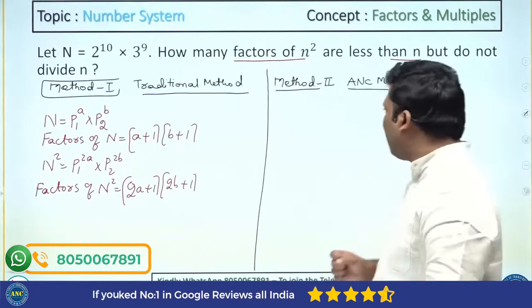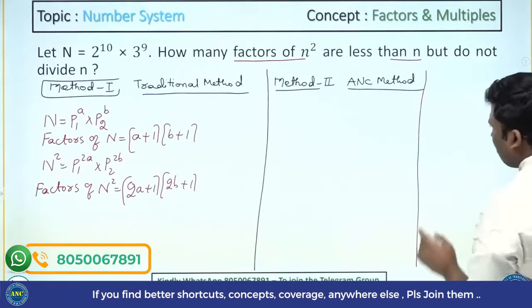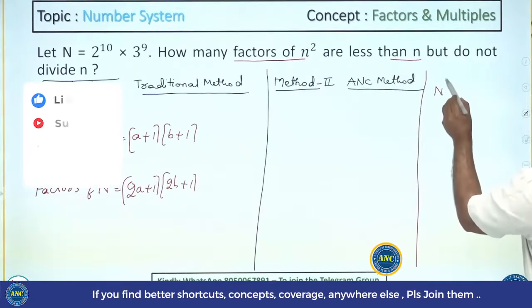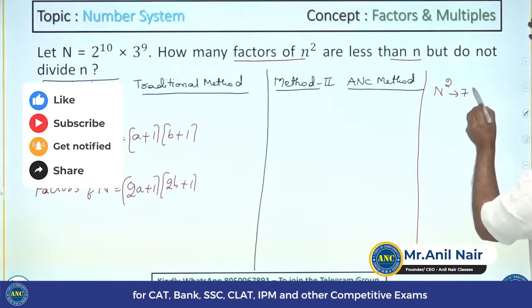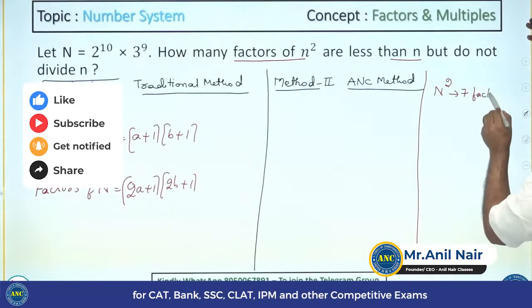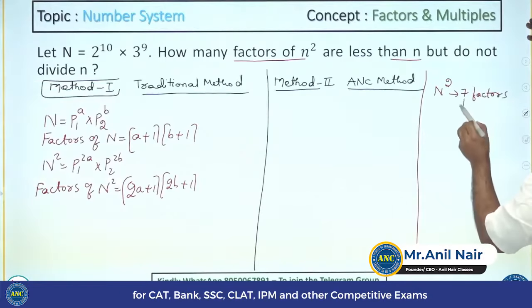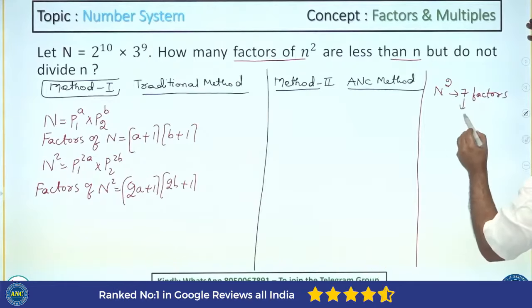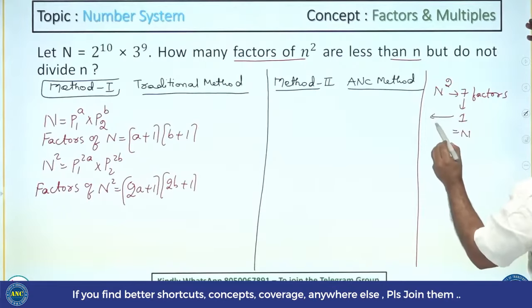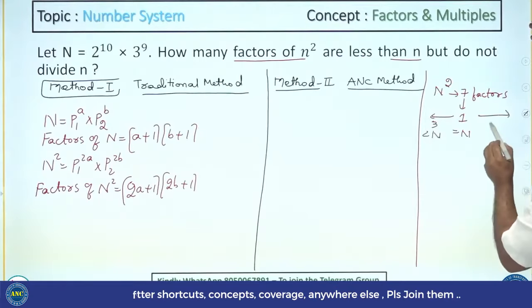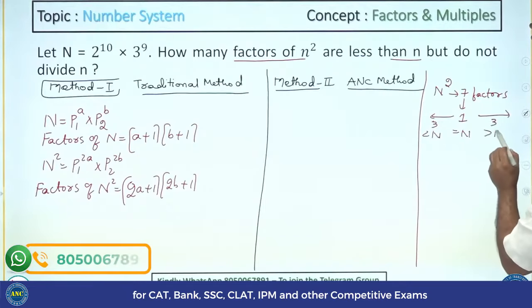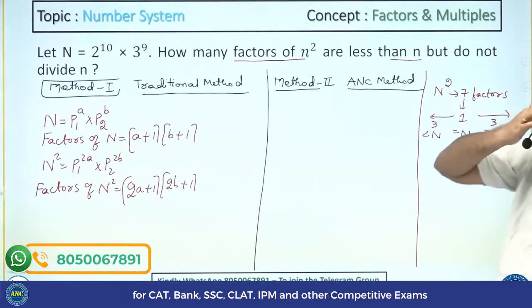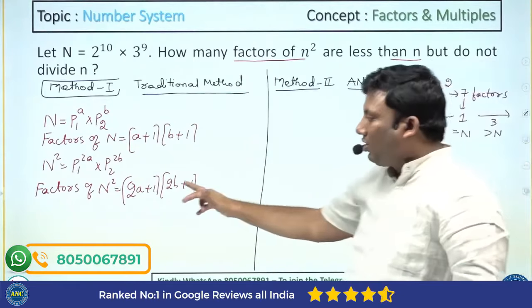Yesterday I discussed one important concept. See here, n square has got 7 factors. If there are 7 factors, that means it is a perfect square. One factor will be equivalent to n. Of the 6 others, there are 3 factors less than n and 3 factors greater than n. I hope you remember this logic.